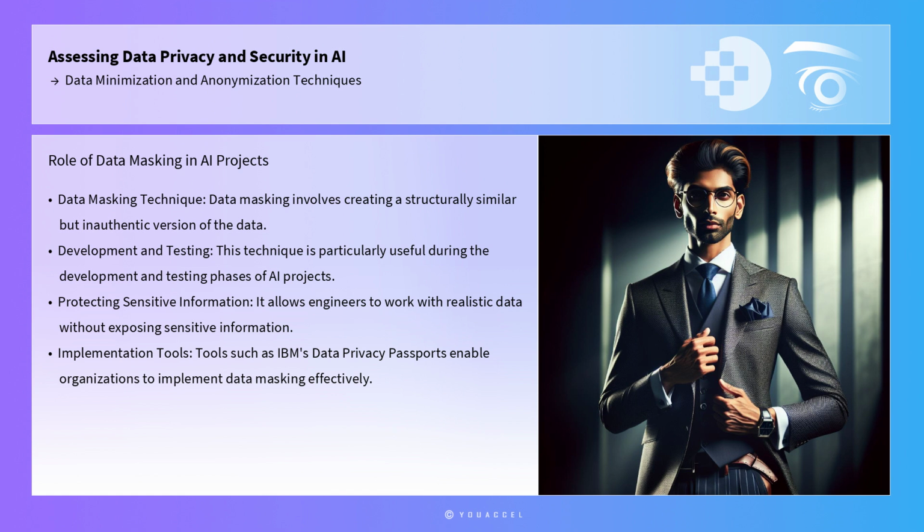Practical tools like data masking can play a pivotal role in data minimization. Data masking involves creating a structurally similar but inauthentic version of the data. This technique is particularly useful during the development and testing phases of AI projects, allowing engineers to work with realistic data without exposing sensitive information. Tools such as IBM's data privacy passports enable organizations to implement data masking effectively, ensuring that only necessary data is accessible to specific users or systems.